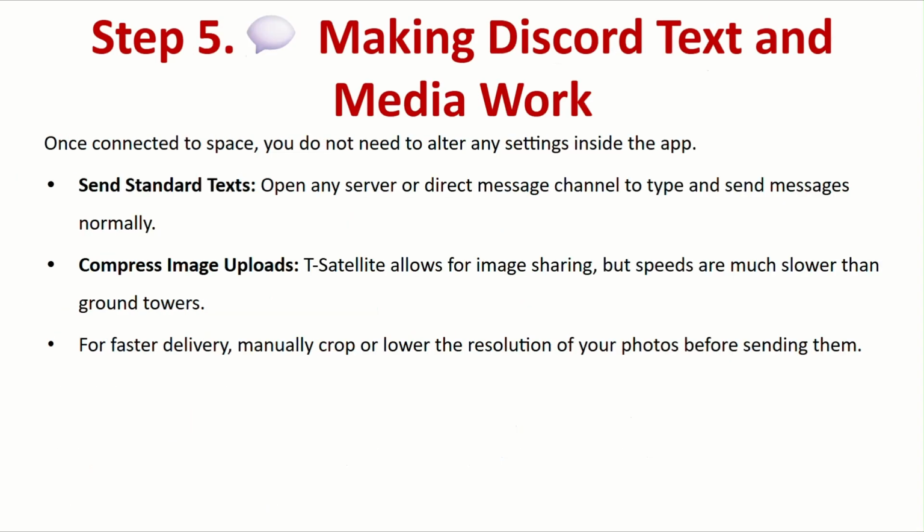Step 5. Making Discord text and media work. Send standard text. Open any server or direct message channel to type and send messages normally. Compress image uploads. T-Satellite allows for image sharing, but speeds are much slower than ground towers. For faster delivery, manually crop or lower the resolution of your photos before sending them.